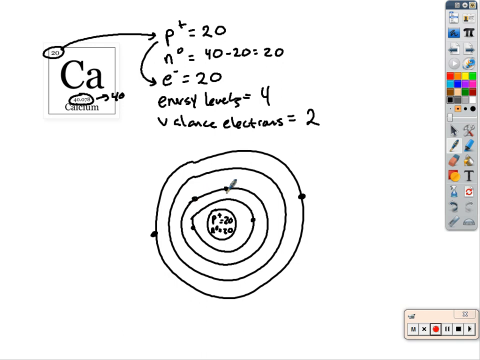We put 8 in level number 2 because that's what it can hold. With 8 plus 2 plus 2, at this point, we've got 12 down. We have 8 more to go for a total of 20, and those 8 will go into energy level number 3.